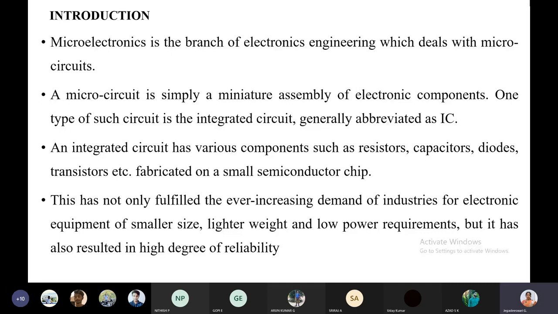We can also call it an integrated circuit. Such a type of circuit is called an integrated circuit, or we can also say IC. That is the short definition of integrated circuit, IC. If you want an exact definition of IC, we can say an integrated circuit has various components such as resistor, capacitor, diode, transistor, FET, etc. It is fabricated on a small semiconductor chip. That word is very important: fabricated on a small semiconductor chip. If I put all these electronics components in a small semiconductor chip, then I can call it an IC.